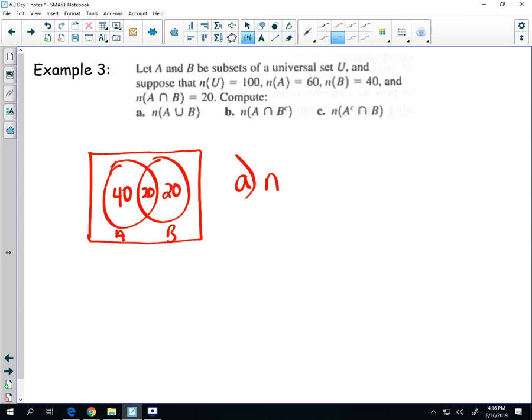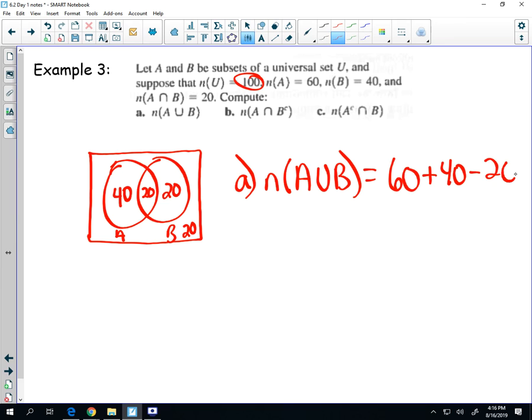To find the number of elements in A union B, first of all, I know there's 100 altogether. So 40, 50, 60, 70, 80. That means there's 20 out here in the universal set that aren't in A or B. That's kind of important. A union B is going to be the number of elements in A plus the number of elements in B minus the number of elements where they overlap.